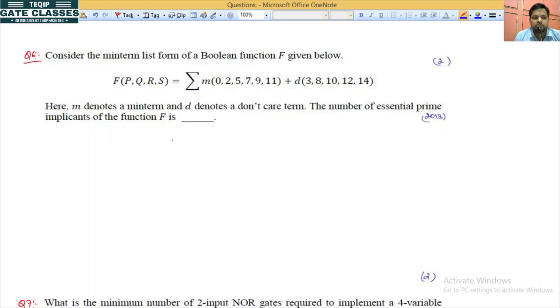Now in the sixth question, consider the minterm list form of a Boolean function f given below. This is the minterm K-map. So m is minterm, d denotes the don't care term, and it asks for the number of EPI, essential prime implicants. This question came in GATE 2018. So again we have a 4 variable K-map.